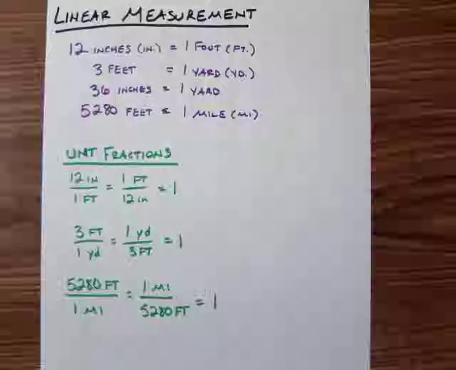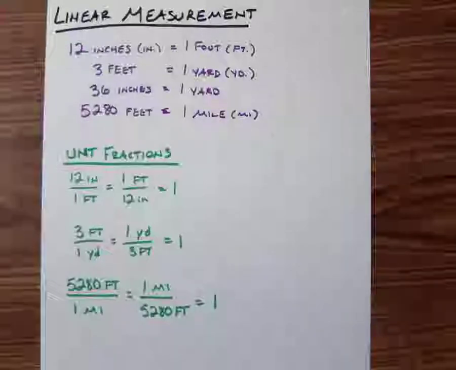I've written the unit fractions both ways they can be written, with inches on top and with inches on bottom, then with feet on top and feet on bottom. But the point is, all of those measurements, all those fractions, are equal to 1. The reason why that's important to us is because when you multiply something by 1, what happens? The number stays the same. Nothing happens when you multiply by 1.